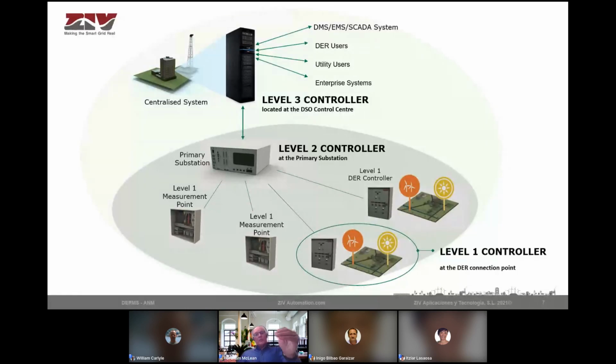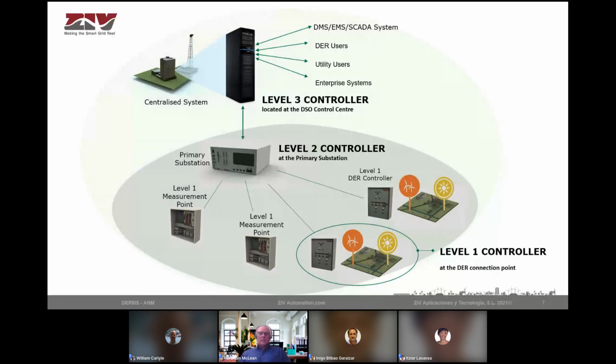You can connect your level 3 controller directly to your level 1 controller, which is located at the DER connection point. So it's the interface that sits at the intake substation of any large wind farm or PV farm or anything like that. It will monitor the power flow backwards and forwards. It will issue set points to the equipment. In cases of emergency, if you have lost communications or something like that, it will have certain functionality built in, which will automatically adjust what has to happen to the DER on those occasions.